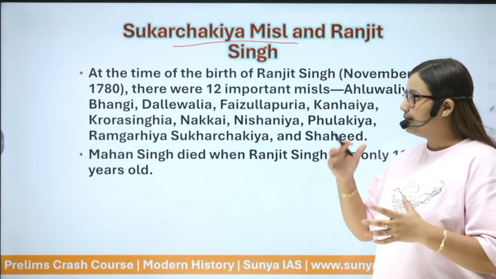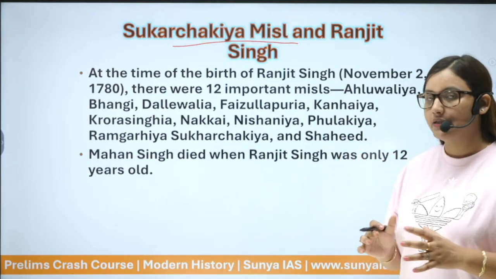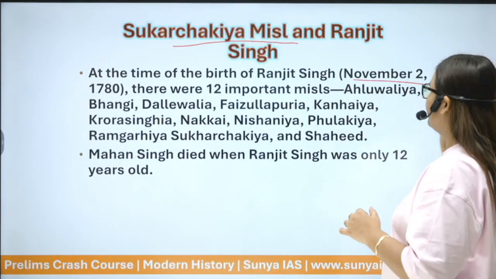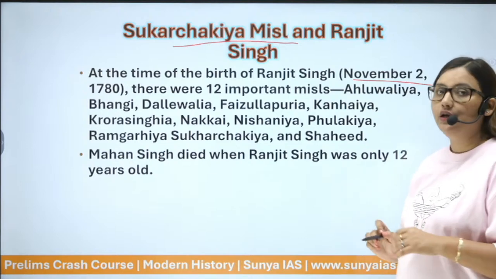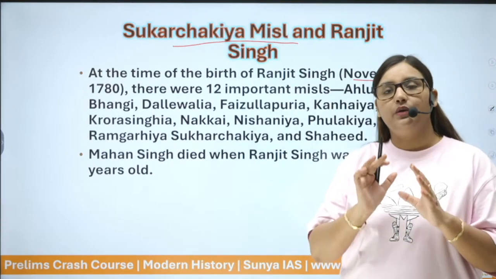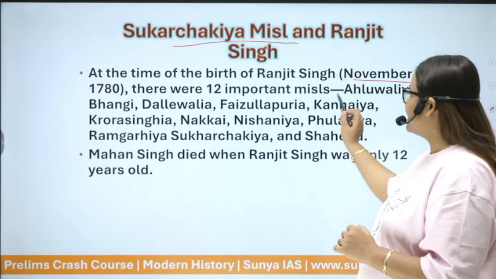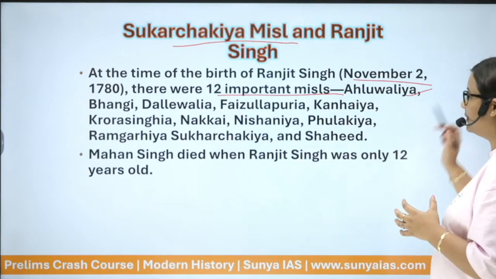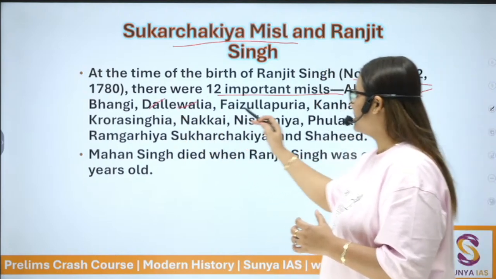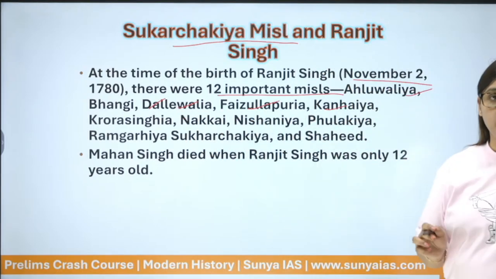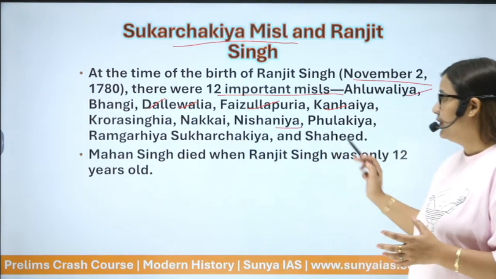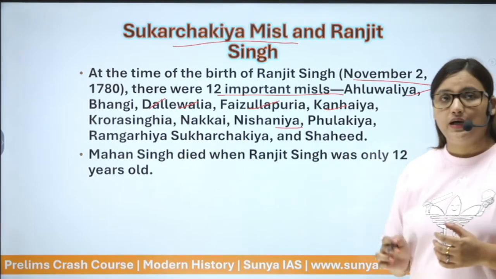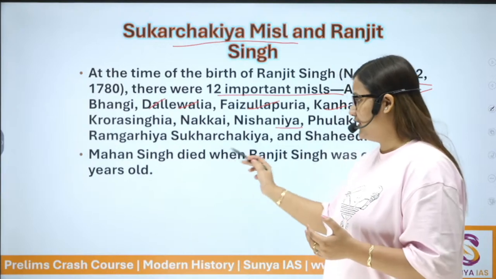So at the time of the birth of Ranjit Singh, whose birthday is 2nd November 1780, there used to be 12 important misls. Okay. Misls are the Sikh groups. Okay. So, like Aluwalia Misl, Bhangi, Dalewalia, Faisalpuria, Kanhaiya, Karod Singhiya, Nakia, Nishaniya, Phulkia, Ramgarhia, Shukra Chakia, Shaheed Misl.